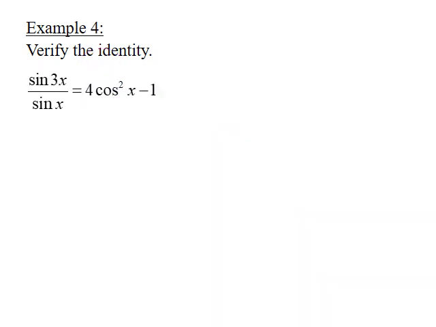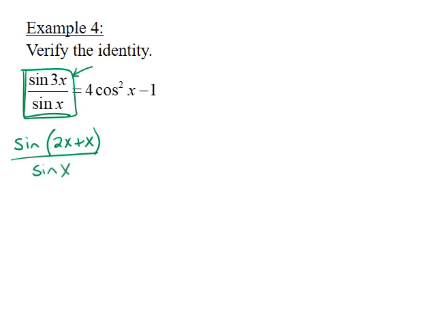Let's verify another. Okay, so this one, I started off with the left-hand side. And sine of 3x is not a formula we have, so we need to come up with another way of writing sine of 3x. The approach we're going to take is to go back to some formulas we've already used. I'm going to write sine of 3x instead as sine of 2x plus x, using a sum formula, all over sine of x.